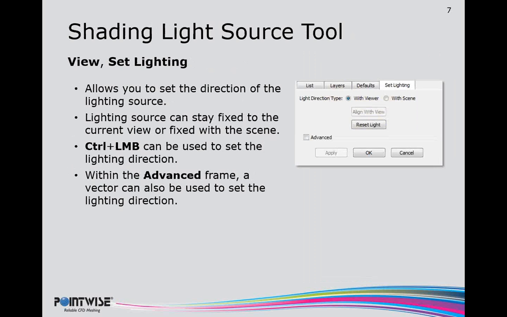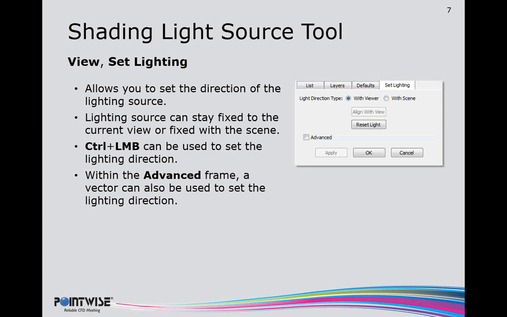So our next feature, I think, is really helpful if you're trying to take a picture for a report, and it's our shading light source tool. So we now give you the capability of changing the direction of your light source when you have shaded domains or database surfaces. Now, you can set the light source so that it's fixed to your view or so that it's fixed to the scene or the model. Once you're in this command, you're going to want to use the Control left mouse button to change the direction of your lighting source.